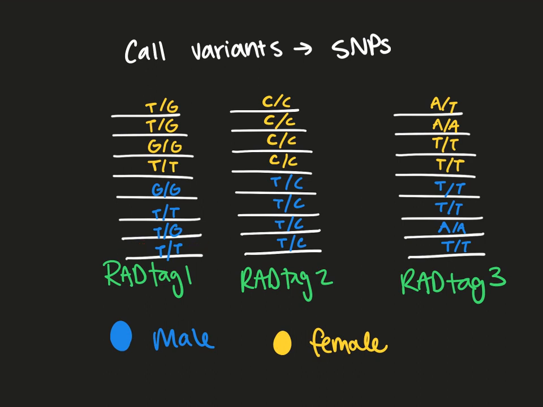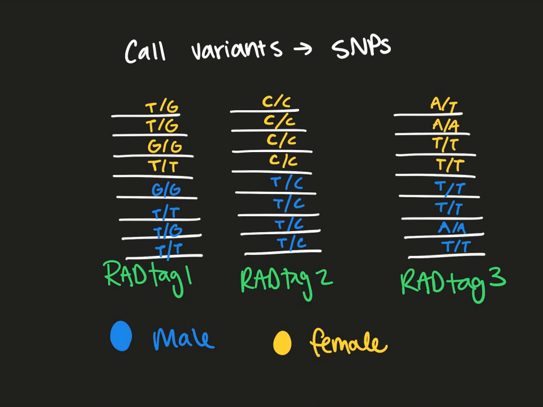There are other sequences depicted by the white line here, but I'm just showing you a snip of interest that we found to be polymorphic in this population of fish. I am depicting the male fish with blue and the female fish with yellow. So as you can see here, here are the genotypes for each of the fish at this particular locus in each RAD tag.